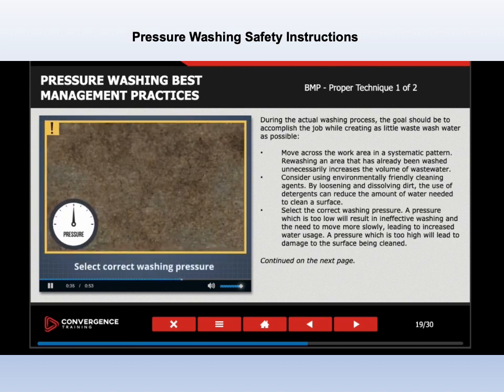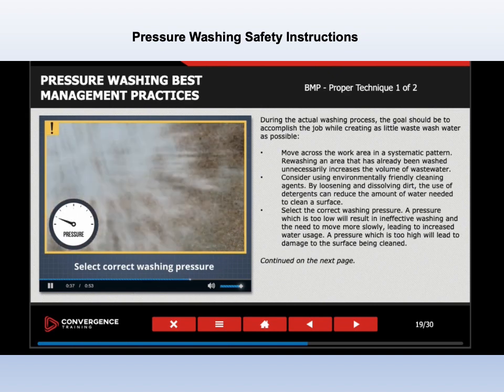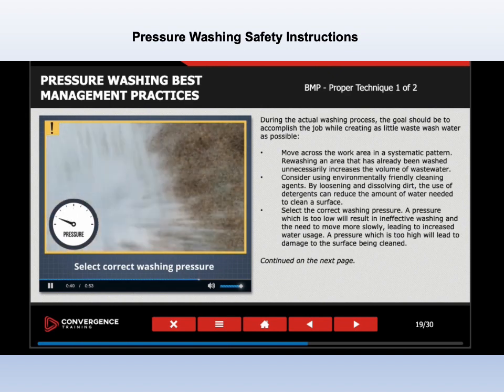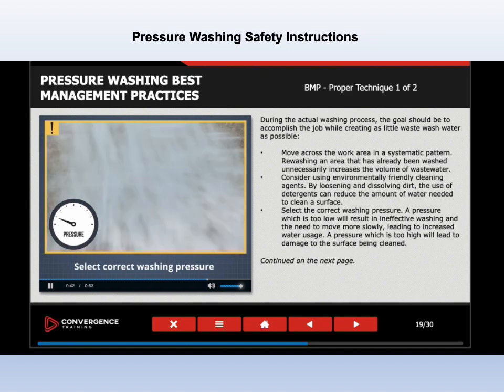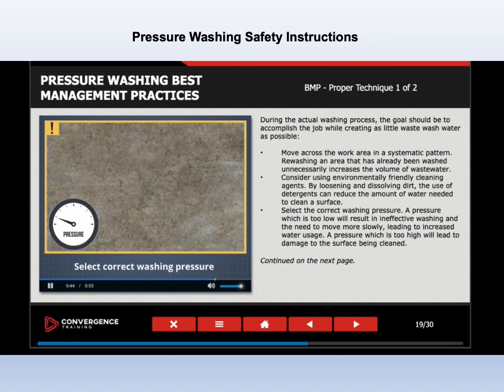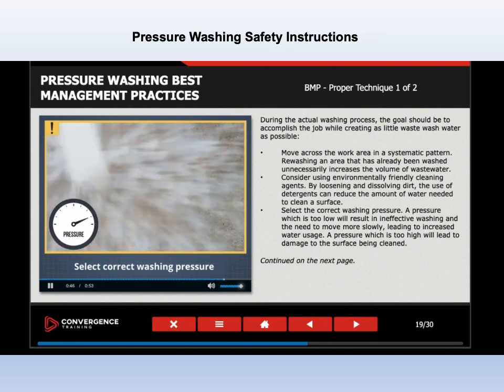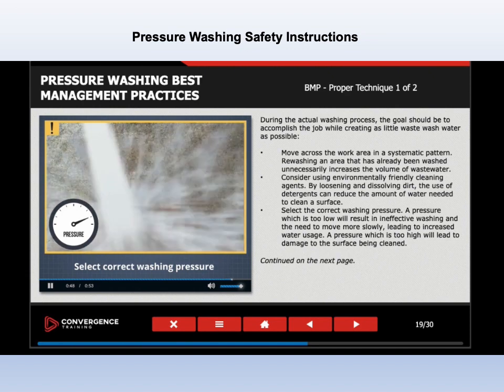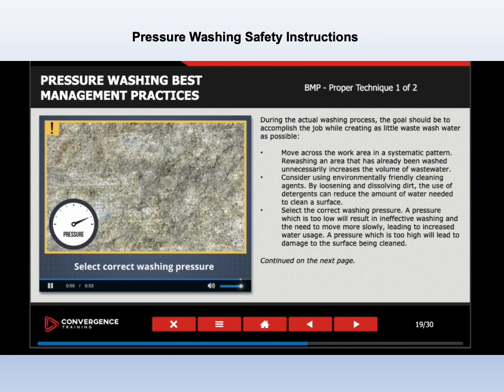Select the correct washing pressure. A pressure which is too low will result in ineffective washing and the need to move more slowly, leading to increased water usage. A pressure which is too high will lead to damage to the surface being cleaned.